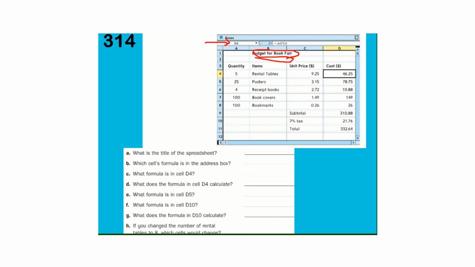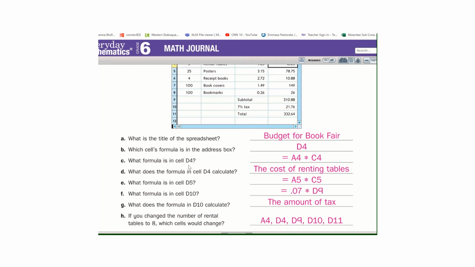Let me put the answers up here for you. What is in D4? That is A4 times C4. That's how you get the answer to what's in D4. What does the formula in cell D4 calculate? It's the cost of running the tables. Okay, and go ahead and correct the rest of those.